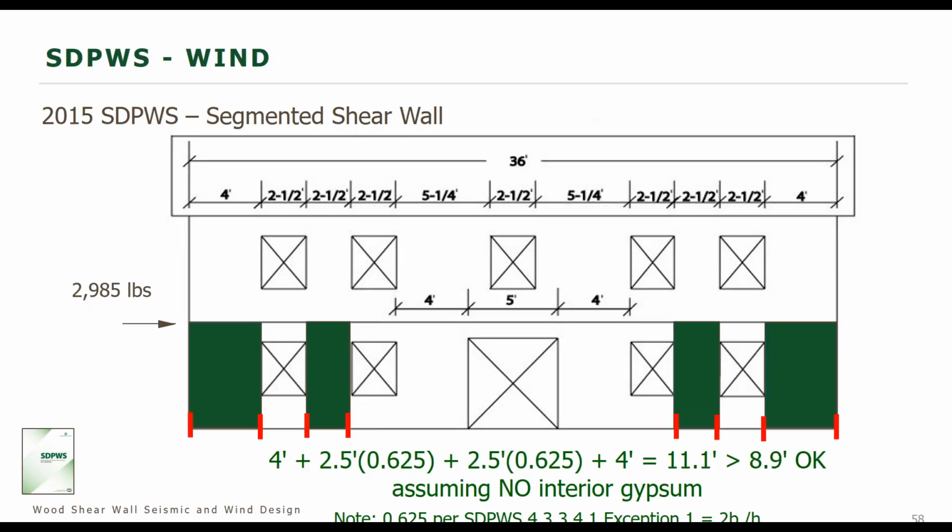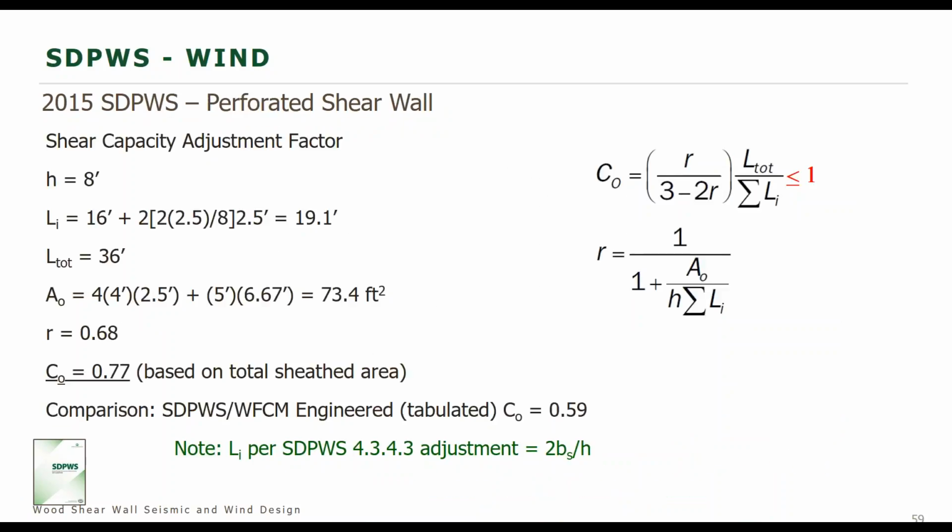So that 0.625 value you see is equal to 2bs over h, where b sub s is the 2.5 foot dimension and h is that 8 foot height. So we apply that adjustment factor, and we see that we're providing 11.1 feet of full height segments based on our effective length. And that's still greater than that 8.9 feet that's required, so we're okay.